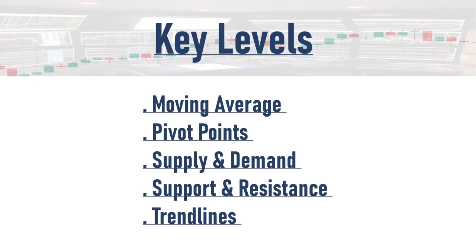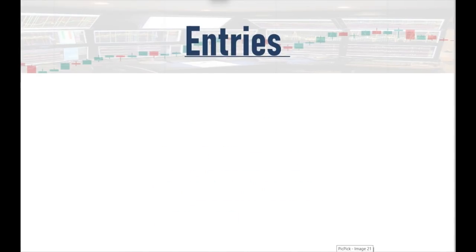Now, if you're day trading, there's a lot of key levels you can look at. Let me give you some examples. One key level you can look at is a moving average, all right? Next one, pivot points. The next one, supply and demand. Next one, support and resistance. And the next one is trend lines. Now, when it comes to trading, you actually have even more key levels than this. But today we're going to talk about 3 of these key levels, and the key levels that we're going to talk about today are supply and demand, support and resistance, and trend lines. So let's go.